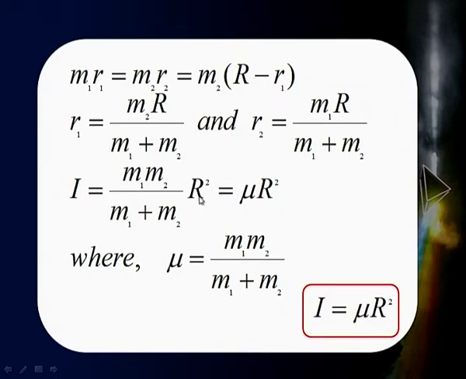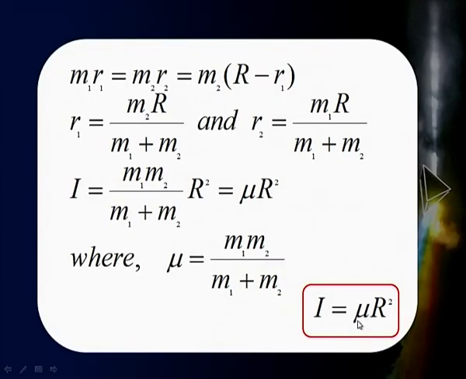R square is the bond distance or the bond length, and the expression m1 m2 by m1 plus m2 is called the reduced mass. I am sure that you are familiar with this term. So, what I am basically interested in is that I is equal to mu r square. This is an important expression which I am going to use thereafter.